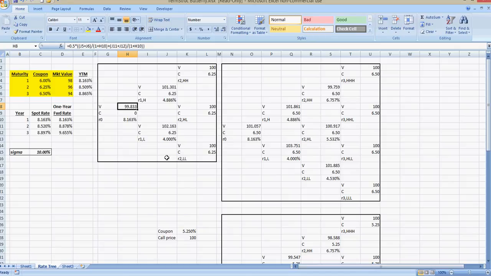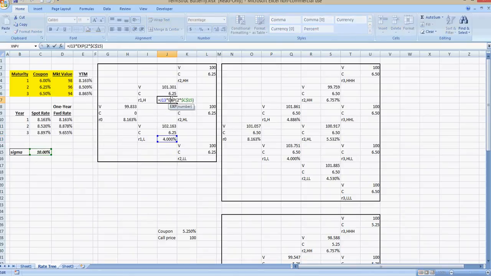The value here is a 50% chance of getting that payoff, the 100 plus the 6.25, and a 50% chance of getting this payoff, but that happens a year from now, so I discount it back at this rate, and I know that rate. So the question is, what should this rate be? Well, if I know this rate, this one is the lower rate times e to the 2 sigma.